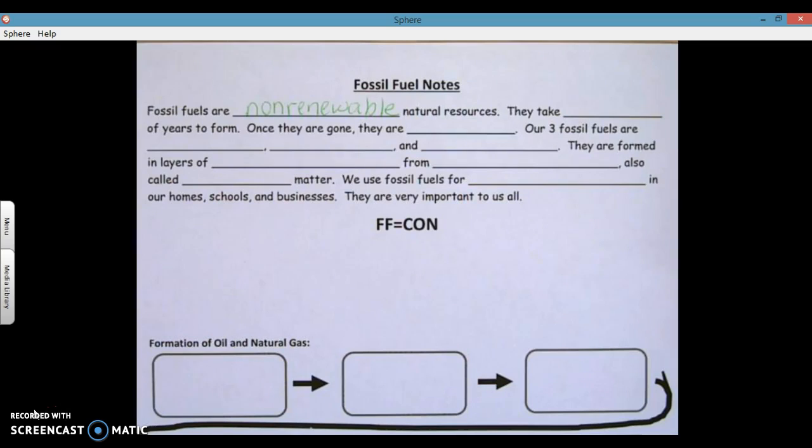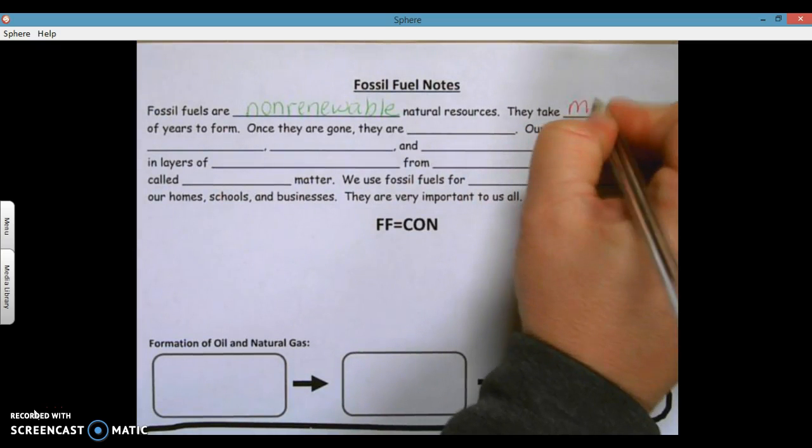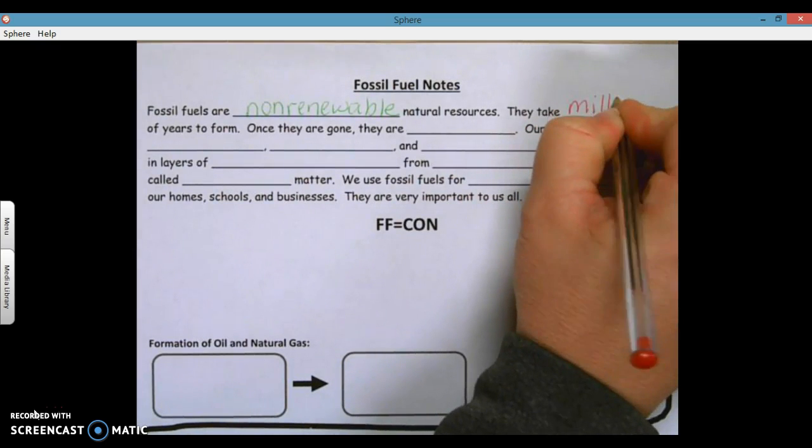Now we're specifically talking about fossil fuels, but let's remember, there's other resources that are non-renewable. Almost anything that you dig out of the ground except for water. So minerals and gemstones, those kinds of things are also considered non-renewable. They take millions of years to form. Millions. That's why they are non-renewable.